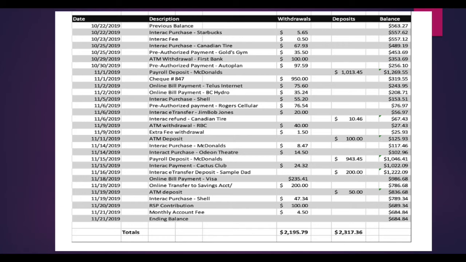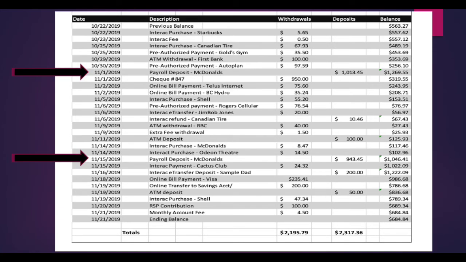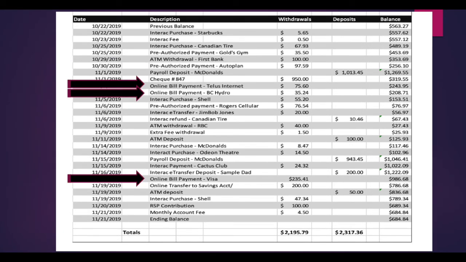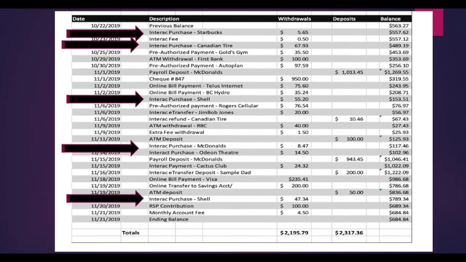Let's look at some of the more interesting transactions. We see an automatic payroll deposit from McDonald's, so we can guess that our friend works there, and judging by the amounts, it looks like it is his main job. We see pre-authorized payments, which are withdrawals from the account that the account holder has given someone else permission to make. These usually happen for things like bill payments and subscriptions. There are other online bill payments. These are payments that the account holder is making himself, not pre-authorized, so he has to physically go online and make the payment. There are a number of Interac purchases. These are purchases the account holder has made with his debit card.